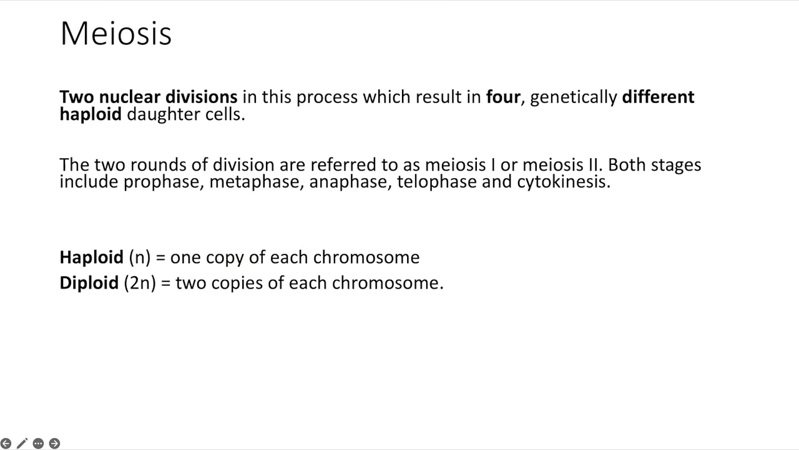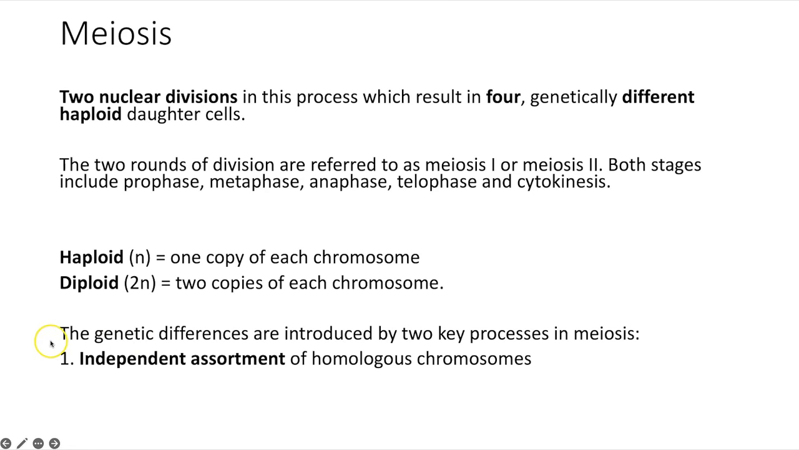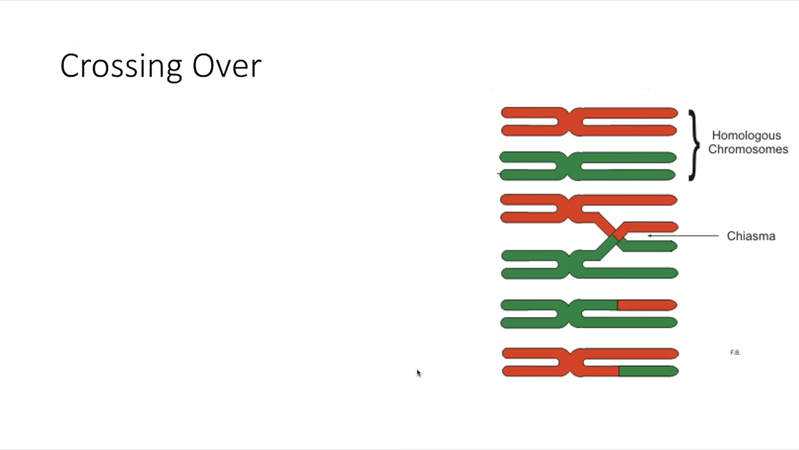And here's just a reminder of these two key terms, haploid and diploid, because that's going to come up as we go through the stages of meiosis. Now, the key stages that you need to know about actually happen in Meiosis 1. So the way we get these genetically different haploid cells, the genetic difference is introduced by independent assortment of homologous chromosomes and crossing over, both of which happen in Meiosis 1.